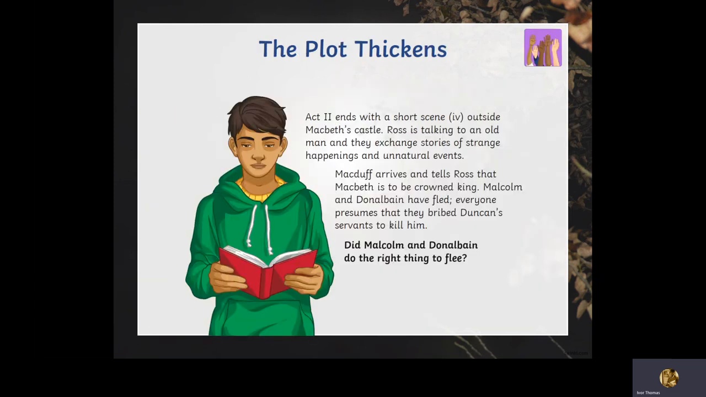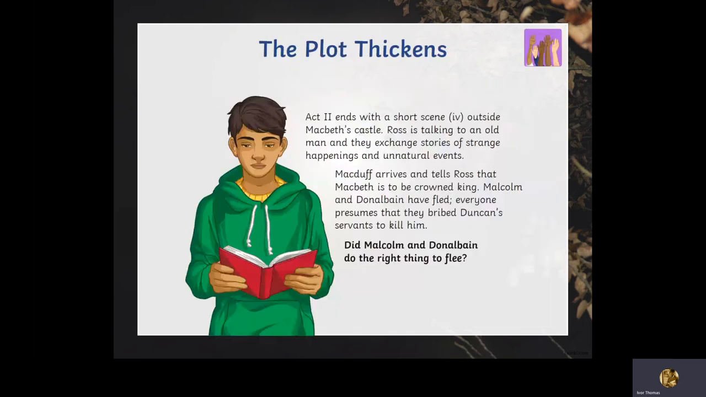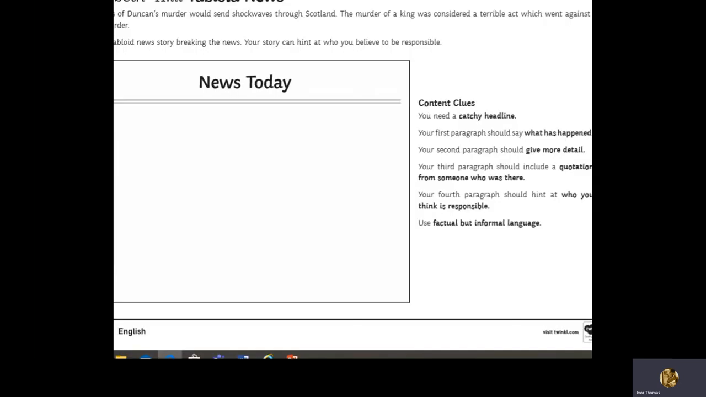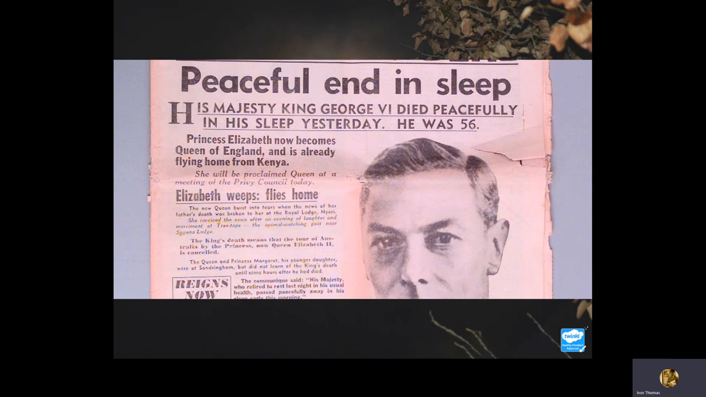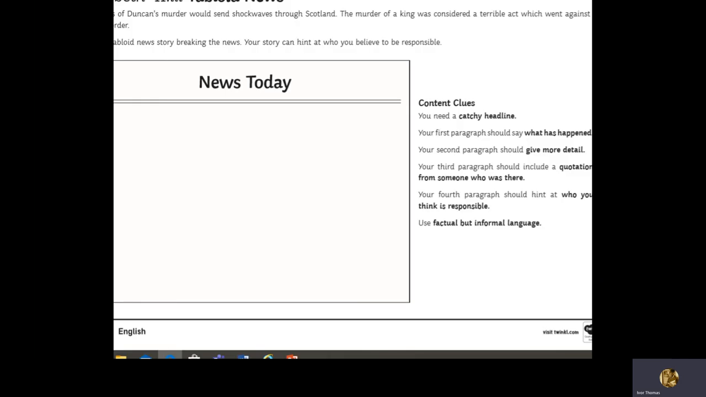Now, to plan your article, you need a catchy headline on the right-hand side there, content clues. Catchy headline, here's an example from the British press in the 1900s: "Peaceful end in sleep". This is the death of King George, our Queen's father. Peaceful end in sleep, so catchy headline. First paragraph should say what has happened.